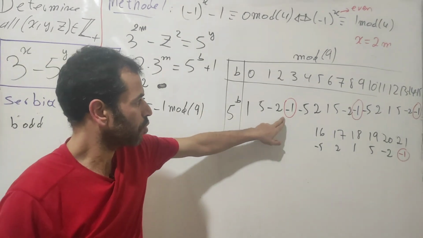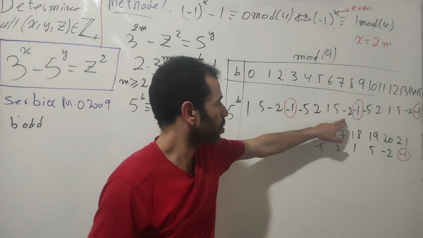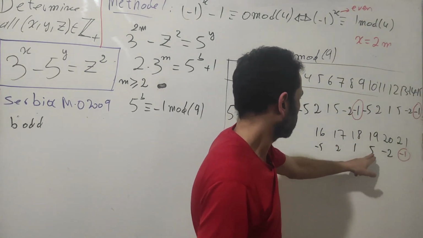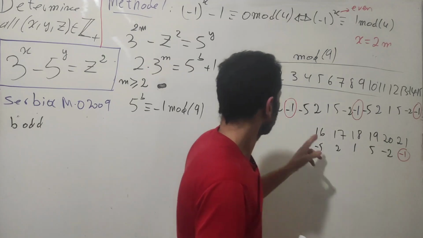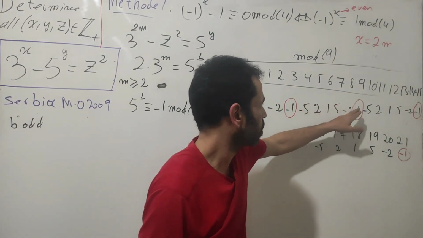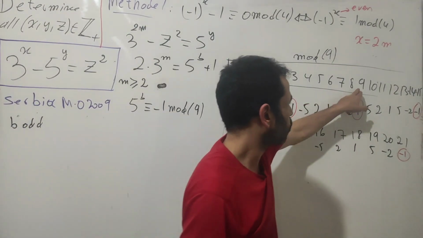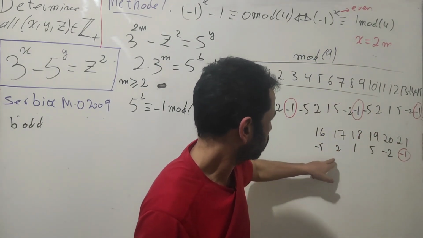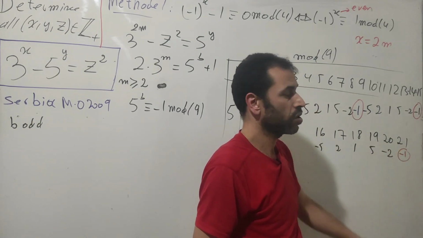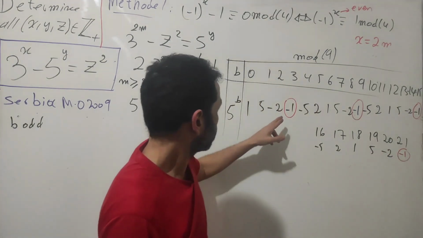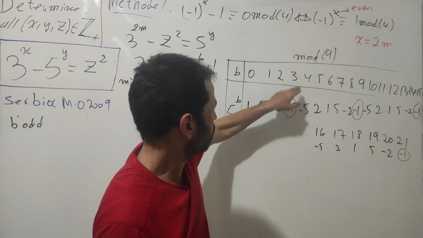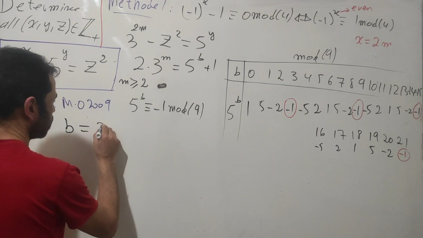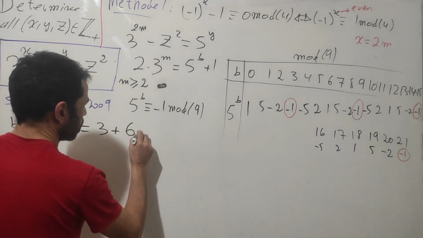Since we got minus 1 at 3, minus 1 at 9, minus 1 at 15, and minus 1 at 21, from 3 to 9 it differs by 6, from 9 to 15 it also differs by 6, and from 15 to 21 it differs by 6 also, plus this 3. Which means that b is going to be written in this form: 3 plus 6n.